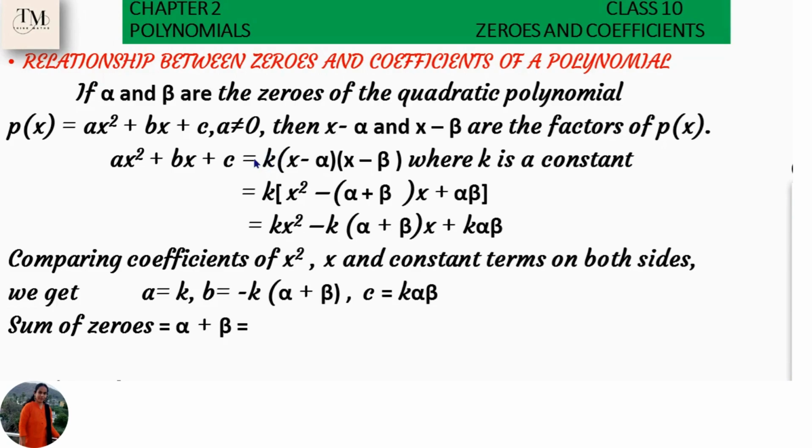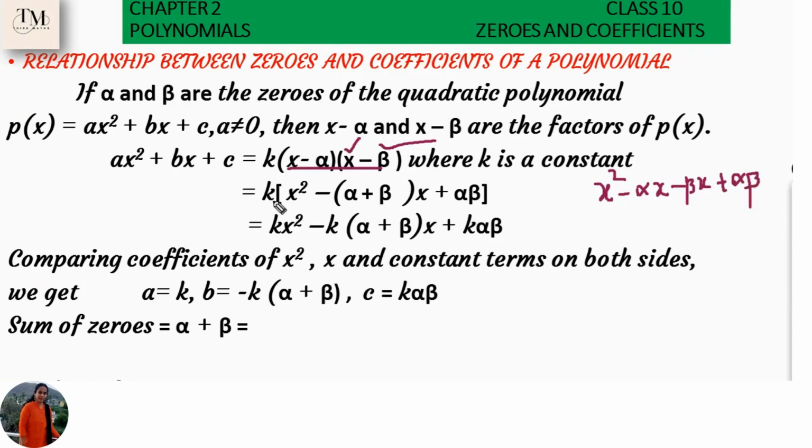Okay. So then ax square plus bx plus c can be written as some value, any value for k, that is 2, 3, like that. So k into x minus alpha into x minus beta. So if you multiply this term, I am going to multiply first by x. So x into x is x square, minus alpha into x is alpha x. So next I am going to multiply by minus beta. So minus beta into x is minus beta x, minus alpha into minus beta is plus alpha beta.